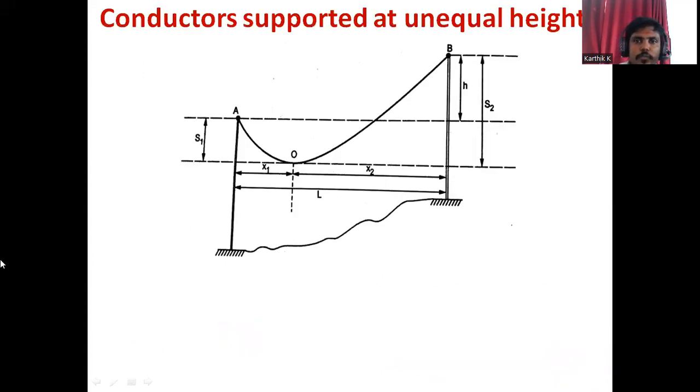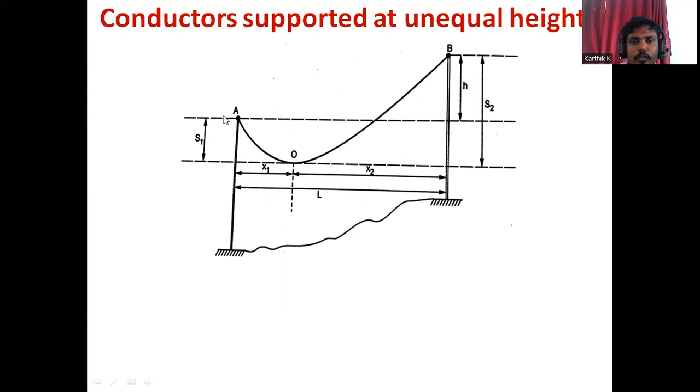Next, we are going to calculate the sag for unequal height. See the diagram here. A is one of the towers, B is the other. Normally this applies to mountain or hill station areas, for the case of unequal height of the conductor supports. The total length is L. From conductor A to O, this is one sag, S1. From conductor B to O, this is the other sag, S2.